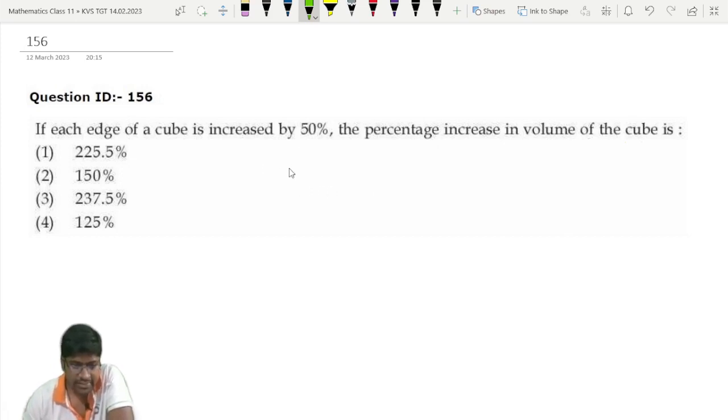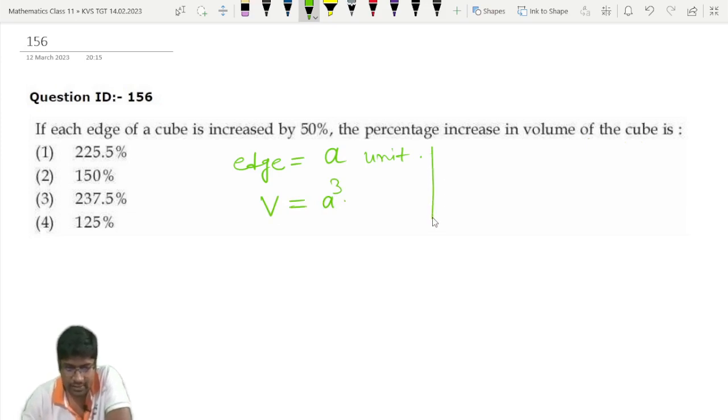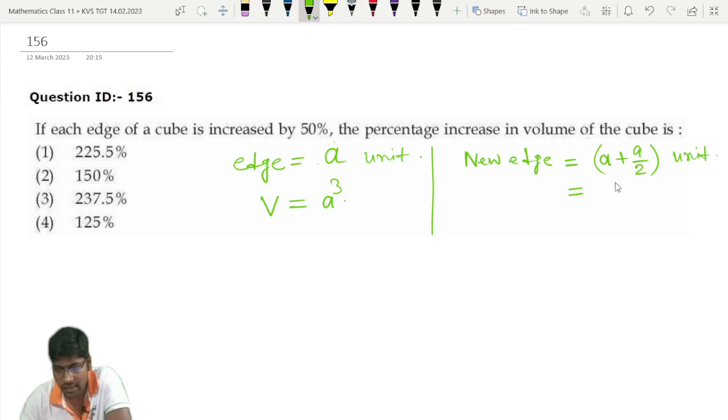Let us take each edge of the cube as a unit. Edge is equal to a unit. Now what will be the volume of the cube? Volume will be a cube, that is the initial. Now each edge is increased by 50%. So now the new edge will be what? 50% increasing, so a plus a by 2 unit, that is the new edge. That is equal to 2a plus a, 3a by 2.